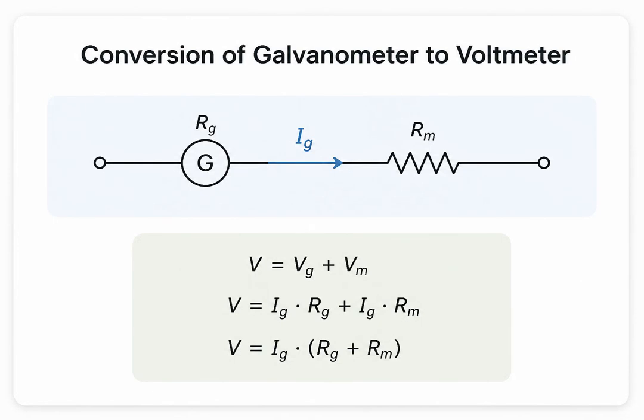What if we want to measure a large potential difference instead? We convert our galvanometer into a voltmeter. This is achieved by placing a very high resistance, called a multiplier, in series with the galvanometer. Since they are in series, the same full-scale deflection current flows through both, and the total voltage drop is simply the sum of the voltage drops across the galvanometer and the multiplier.